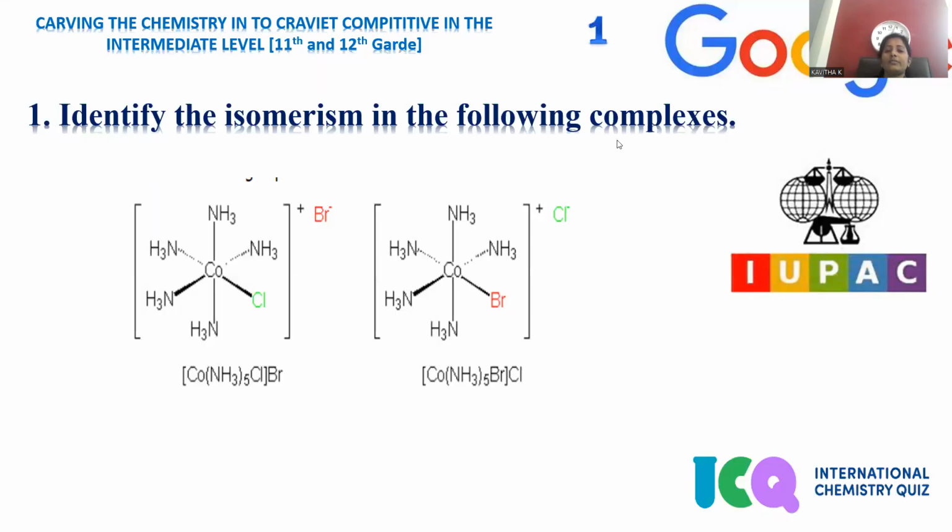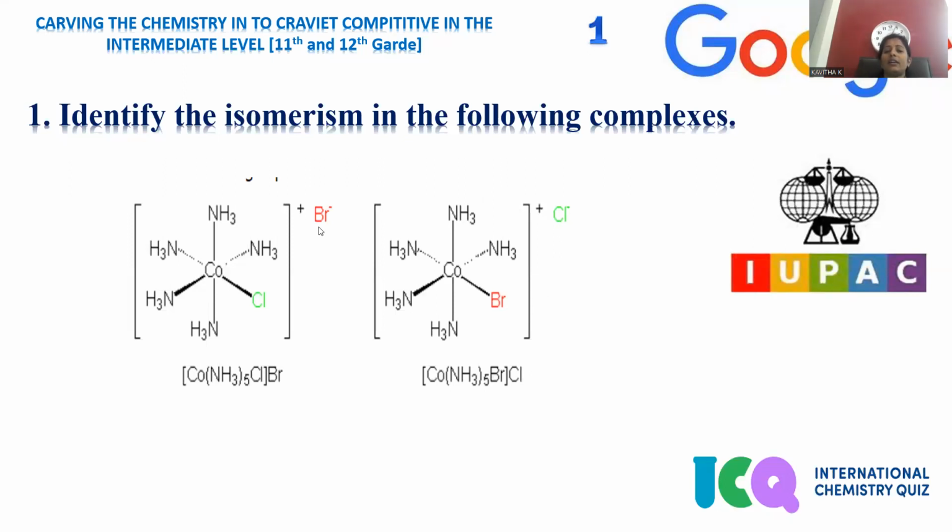Identify the isomerism in the following complexes. This kind of isomerism can be identified for the given coordination complexes. Here is the cobalt complex, which is a six-coordinate complex. Here you can notice 5 amino ligands and 1 chloro ligand inside the sphere, and one bromo outside the sphere. This is one of the conditions.